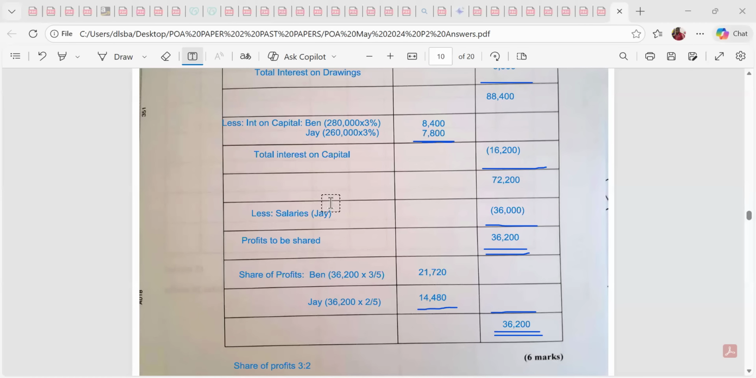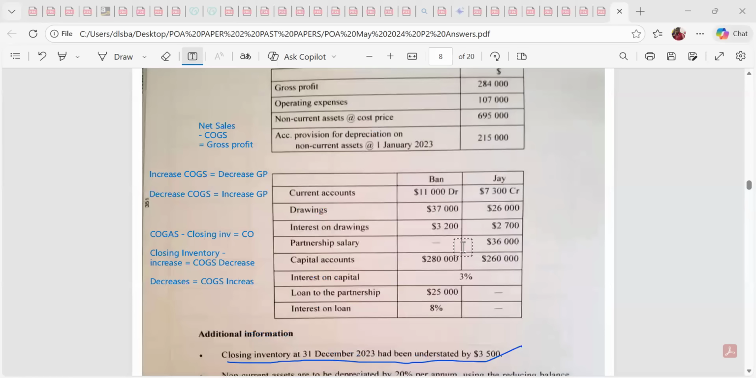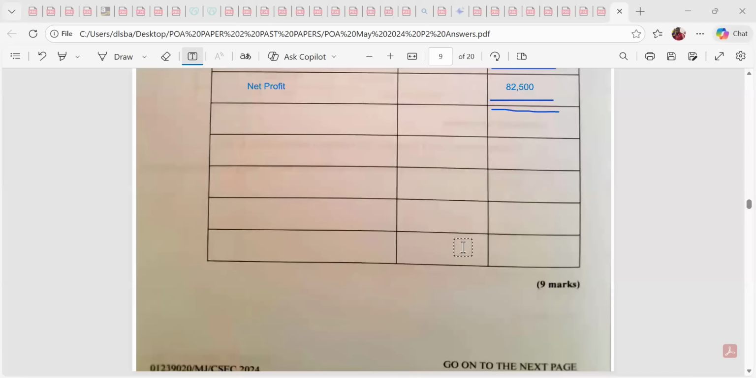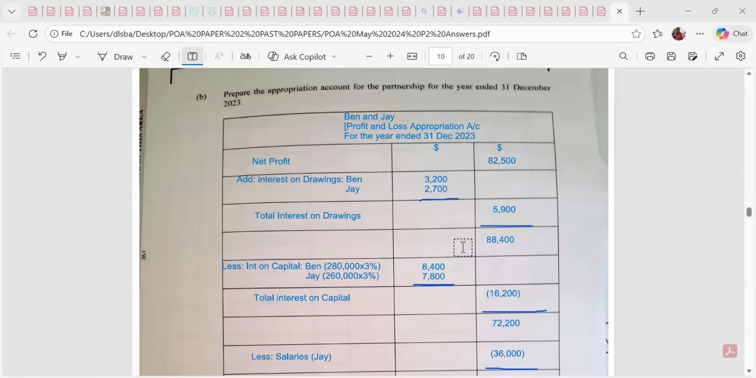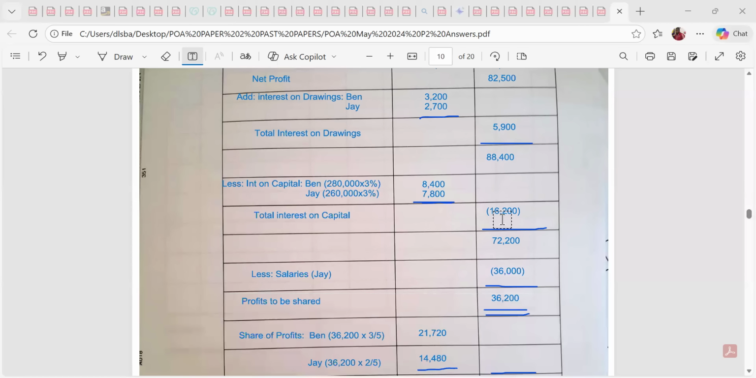Then J had a salary, $36,000. Now, sometimes they might give you the salary for the month. You would have to multiply it by 12 because the appropriation account is for the year. Or let's say you took out drawings, but only 5 months ago. The interest on drawings percentage is for the year. So you'd have to adjust it based on it being 5 out of the 12 months. So whatever it would normally be, you'd multiply it by 5 over 12. All right, so they give us our salaries, we minus it. The money that remains is the profits to be shared. So it's 36,200 is the profits to be shared. Right? Then we will share it based on the profit sharing ratio.